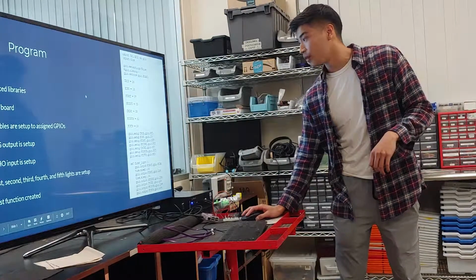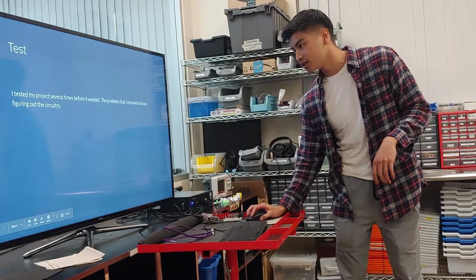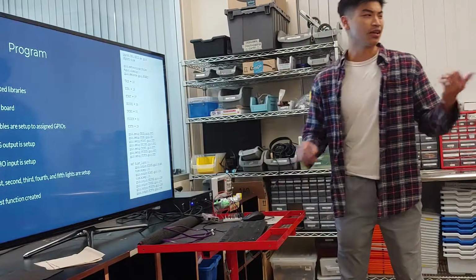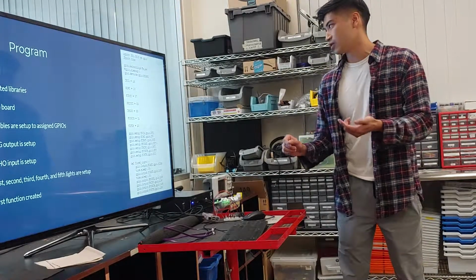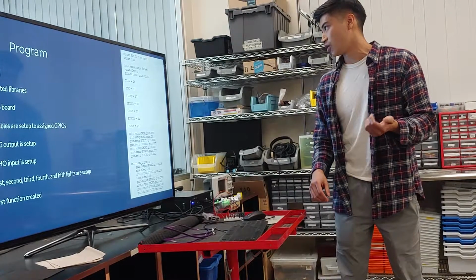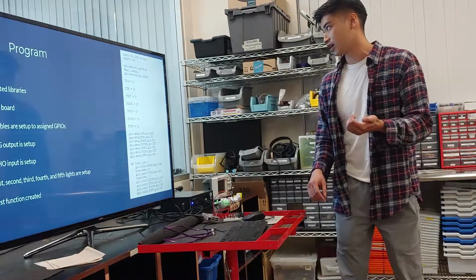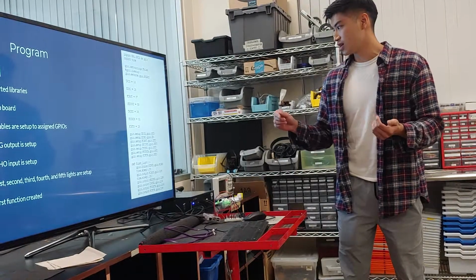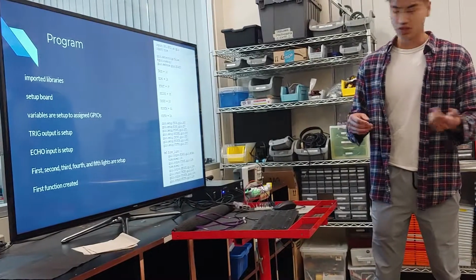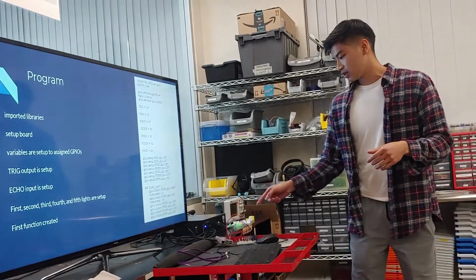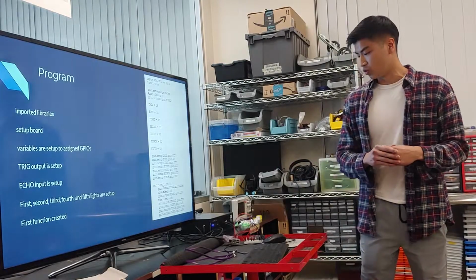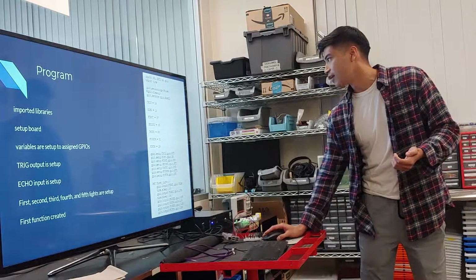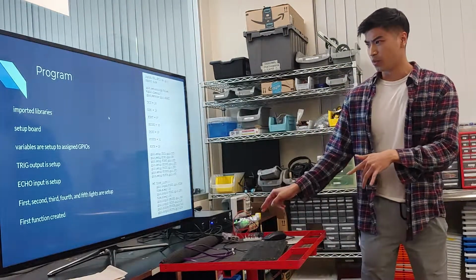So here is my program. What I did first was I imported the libraries, and the first line says import rpi.gpio, that sets up everything. And then the second line, import time, that allows us to use the time functions, the time sleep, to tell the lights to flash or not. And then we have the setup board, which sets up the breadboard.